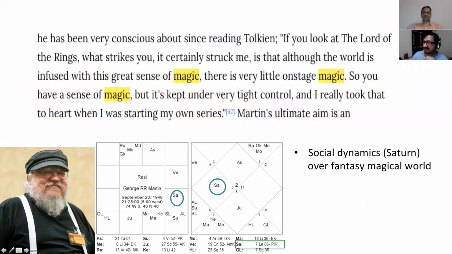If you look at Lord of the Rings, he said, it certainly struck me that although the world is infused with a great sense of magic, there is very little on-stage magic. So you have a sense of magic, but it's kept under very tight control. I really took that to heart and started my own series. So essentially, a social fantasy magical world. And there's lots of magic in Game of Thrones. Like there are dragons coming, the man with no face. Things like that are very intricate elements. Whereas in Lord of the Rings, the magic is like there's an elf or there is a story. There isn't drama connected with magic in Lord of the Rings. It's a more simplistic good versus evil dichotomy. That's what George R. R. Martin said. So we see those Saturn and Magha themes here.